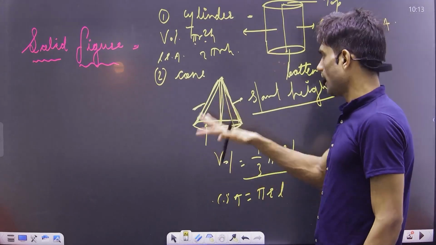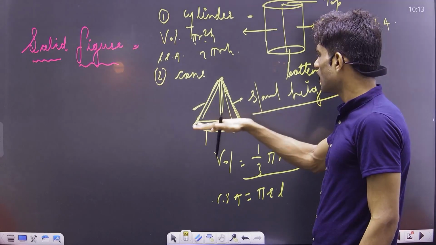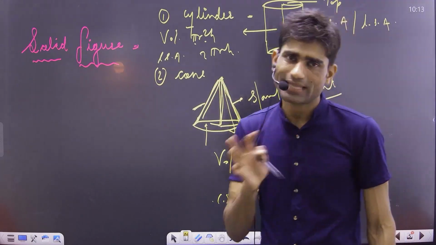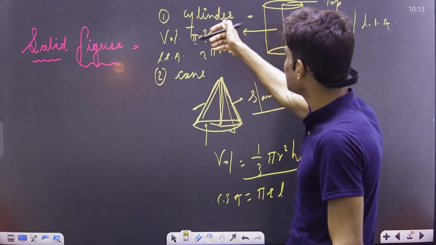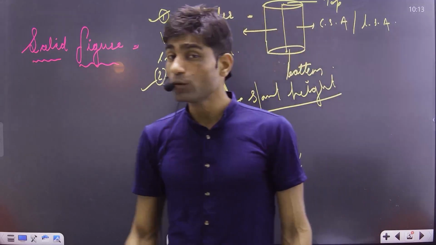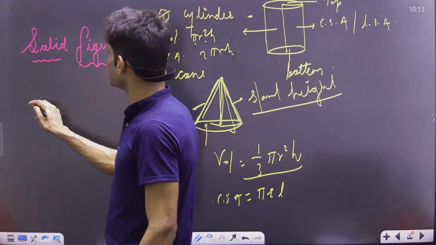Now after that we have the total surface area, that means the area of the top plus the curved surface area. That's it for the cone. I'm expecting that you all have understood everything for the cylinder and cone. Let's move to the next solid figure, which is a sphere.